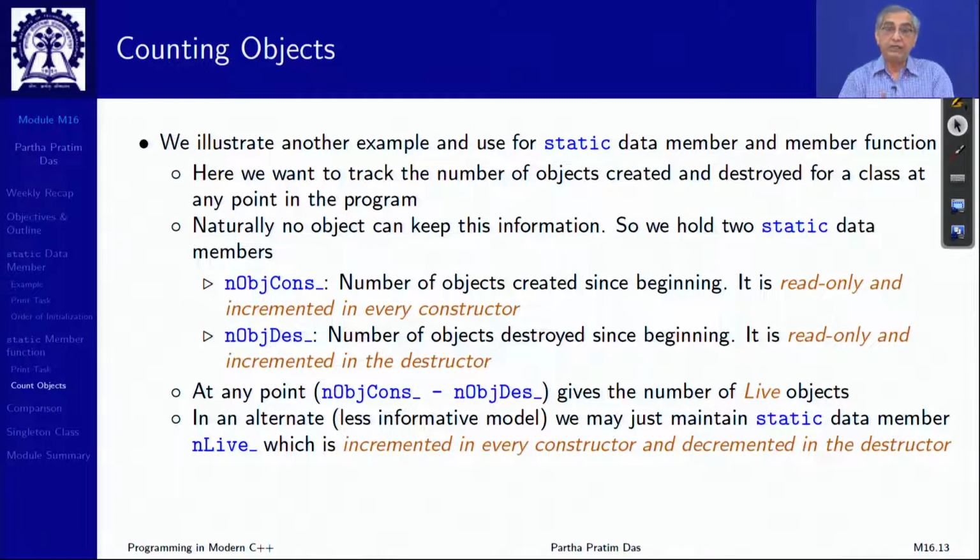I will talk about a different example. For example, say you want to track the number of objects that you have created. Now, the question is obviously why do you need to do that? There may be several reasons for that. For example, every object could be a lock on a port, a memory port, right.